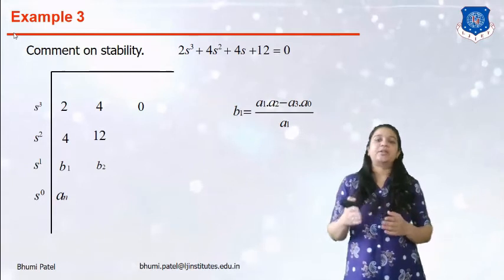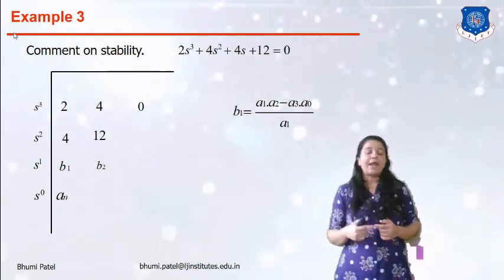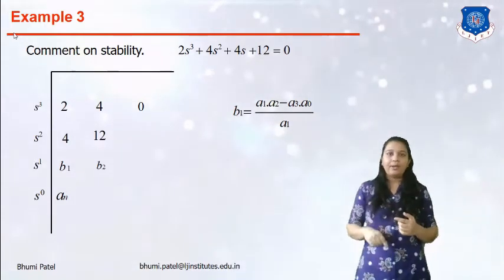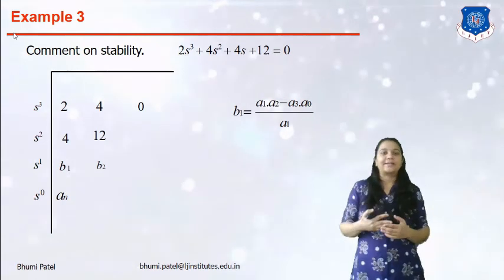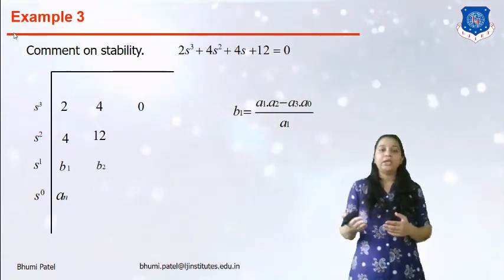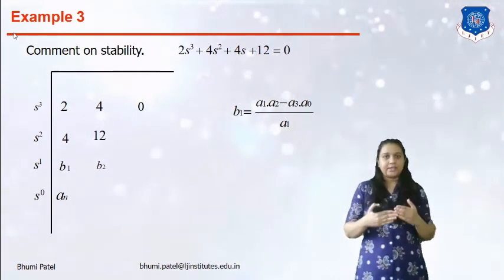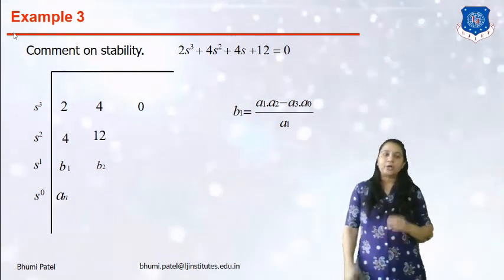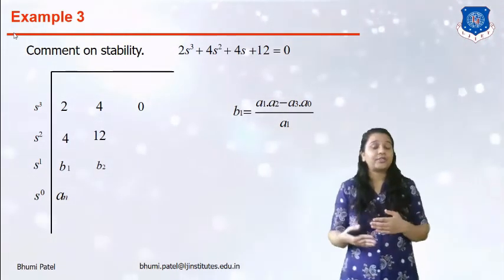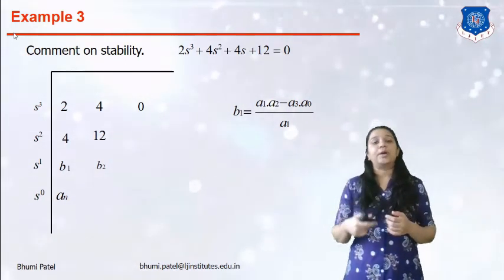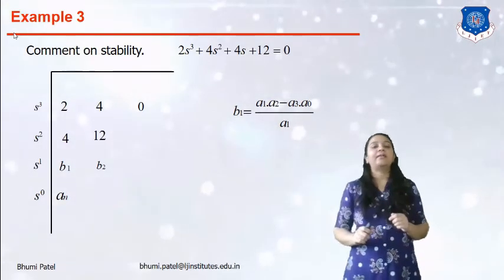plus 4s plus 12 is equal to 0. So our first step is to construct a Routh table with the maximum power of s. Here the maximum power of s is 3, so we start with s cube, s square, s raised to 1 and s raised to 0. Now in the table we have to write the coefficients of this system. So the coefficient of s cube is 2, so first we write 2.